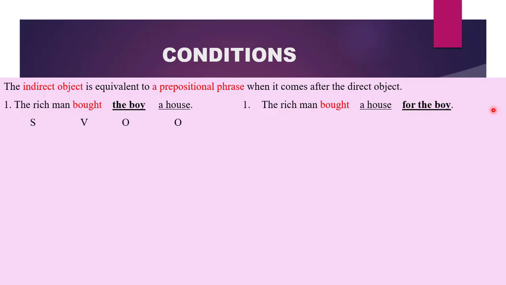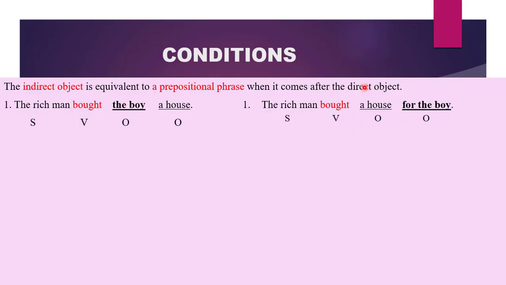When this happens, the whole of the prepositional phrase becomes your object. So what will be the sentence pattern? The rich man will be your subject, bought your verb. A house, which is the direct object, will be an object. For the boy, which is the indirect object, will be labeled as object. Therefore, this sentence has been rewritten as this, and our object hasn't changed.